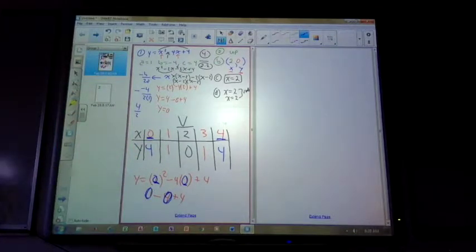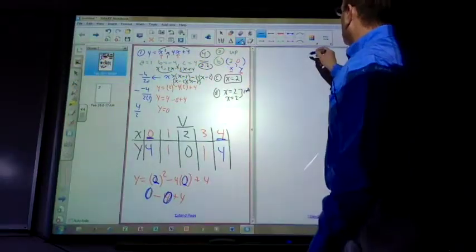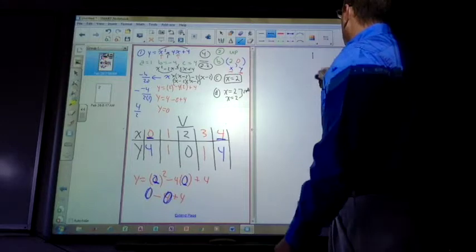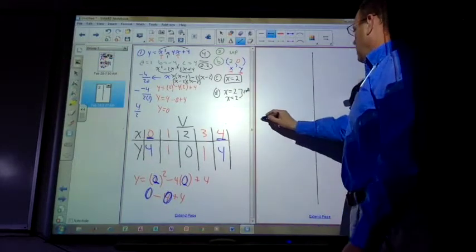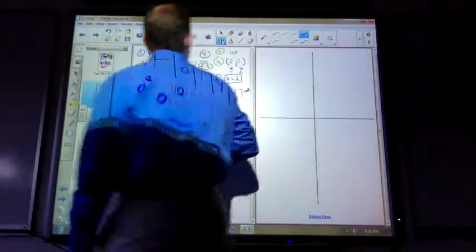So let's bring up our xy axis. Can I do that? Let's see. That should work. Let's make it official. All right. Yeah, do what you can to make it good.